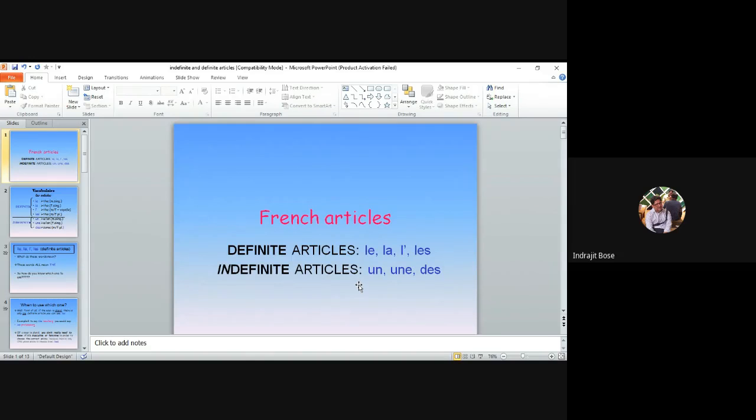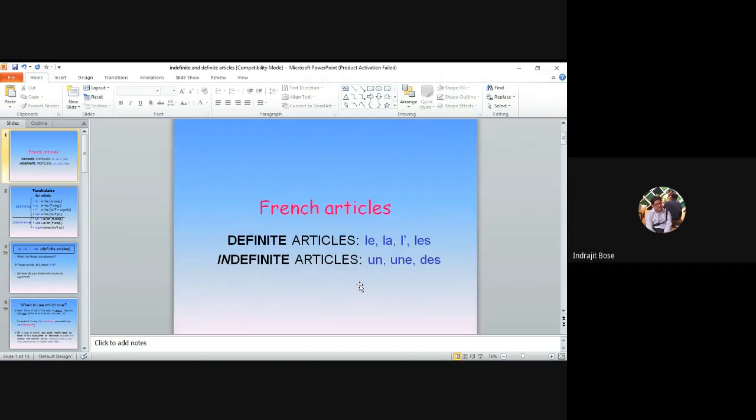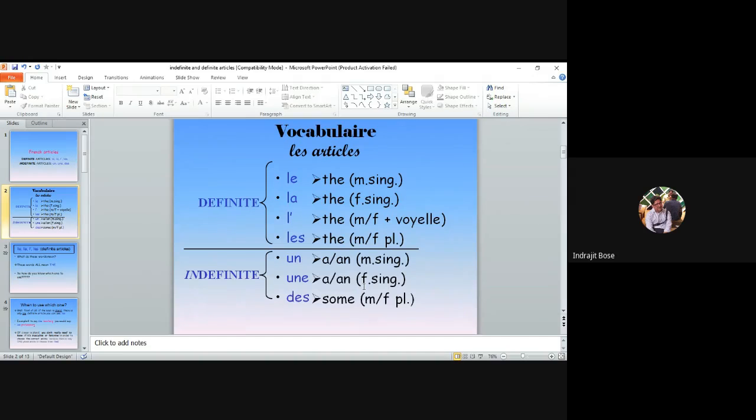Now, what exactly are these? What are the correspondences with the articles in English? And what are the cases in which we are going to use them? Let us see. If you talk about the definite articles in French, then there are four of them. Le, that is the, which represents masculine singular. Now, all of these are forms of the. La is again the, which represents feminine singular.